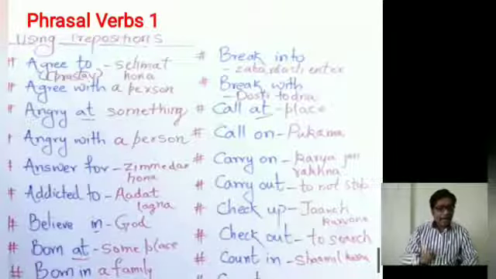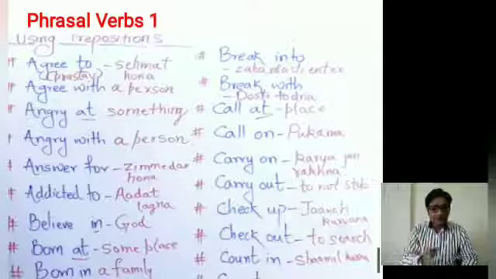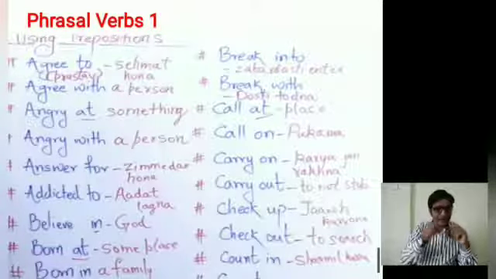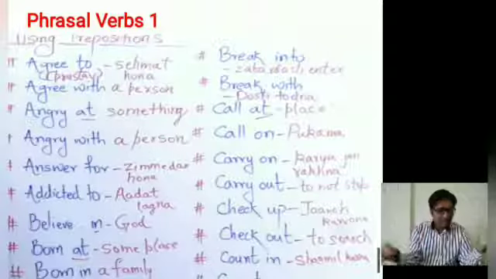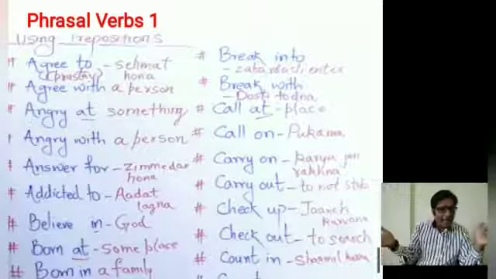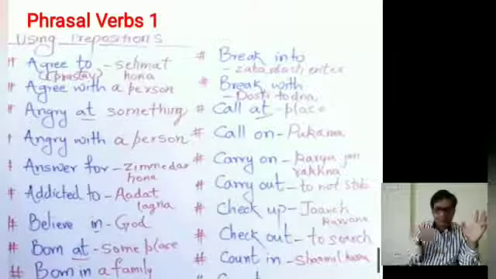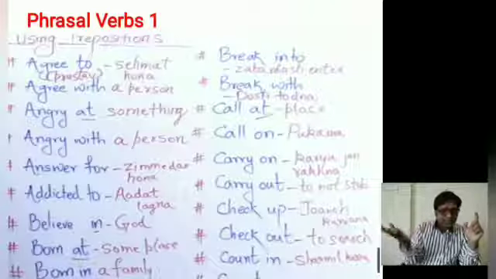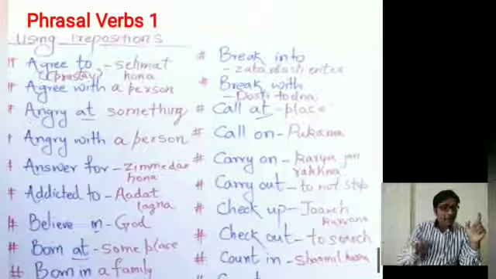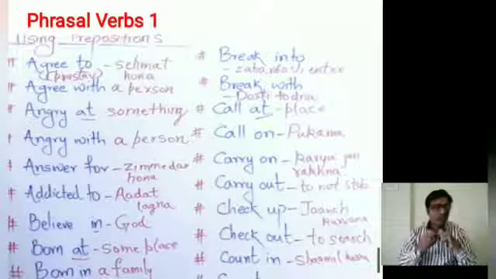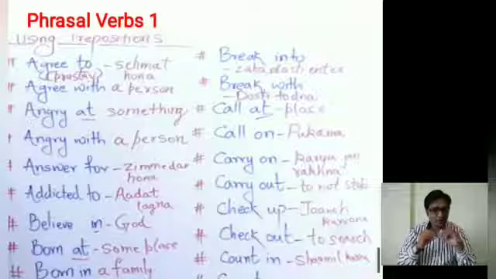Second one, angry at and angry with. Again, this is the same as we discussed earlier, agree to and agree with. We use angry at something, right? I'm angry at the coronavirus lockdown. So the coronavirus lockdown is not a person, it is a situation. So we use angry at for something, but angry with a person. I'm angry with my friend, so my friend is a person. So that is how we use angry with and angry at. So 4 phrasal verbs we have learned so far.